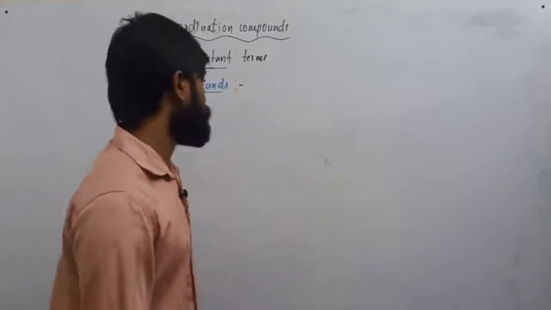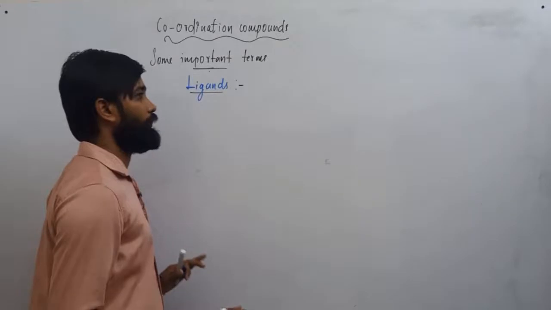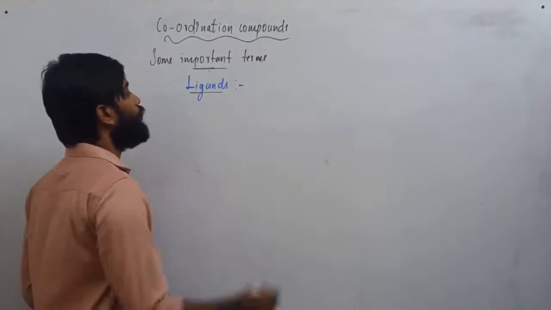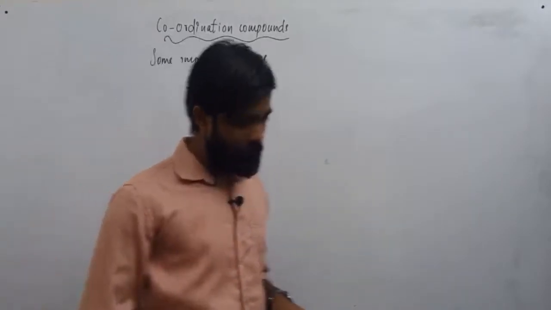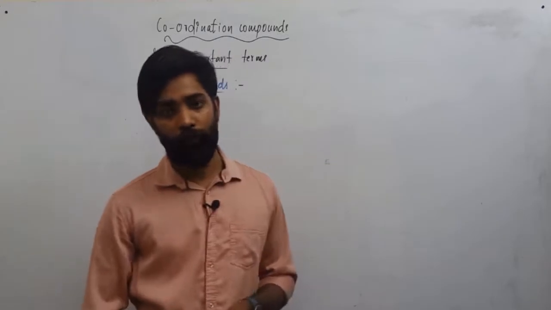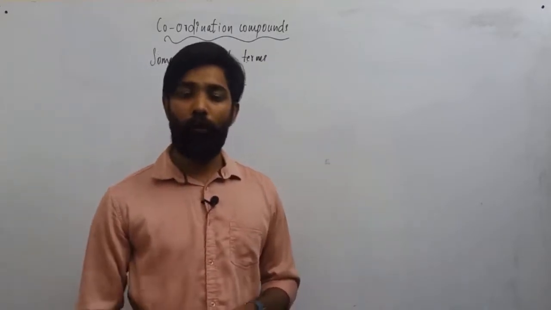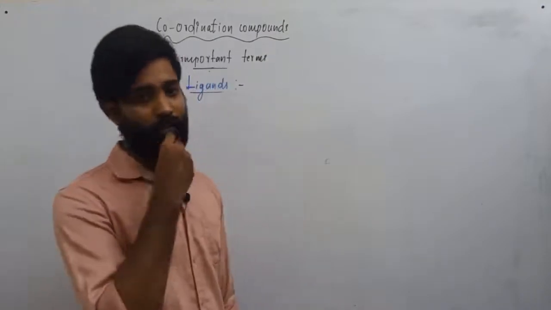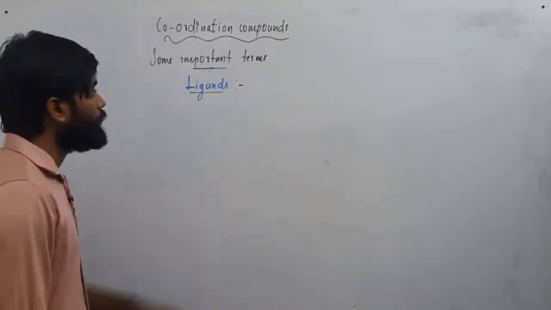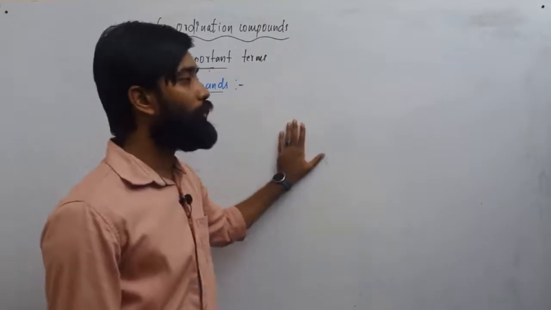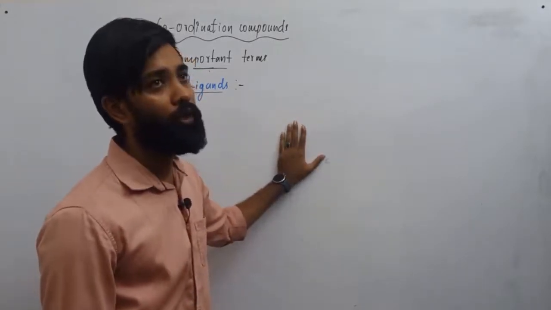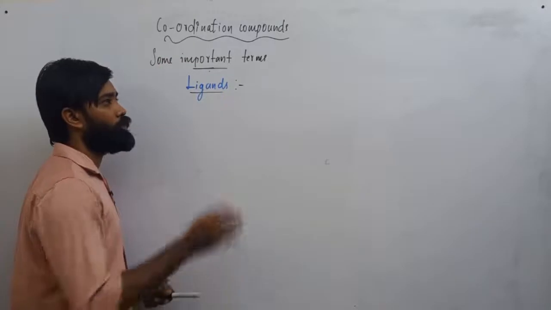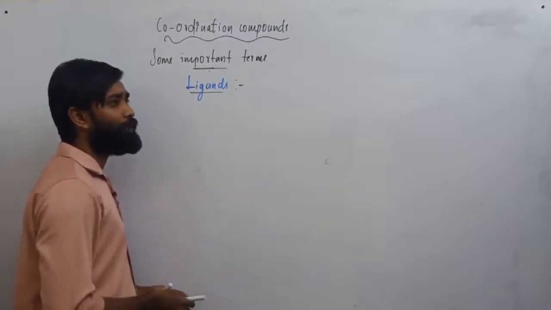Sorry, usually they are molecules or ions, no need of atoms. Ligands are molecules or ions which are bound to the central metal atom by coordinate bond. So these species are bound to the central metal atom by means of coordinate bond. Fine, so they are said to be the ligands.